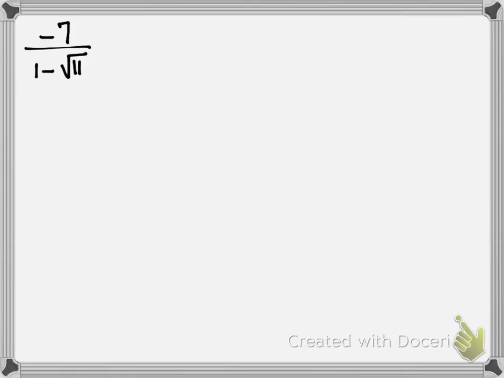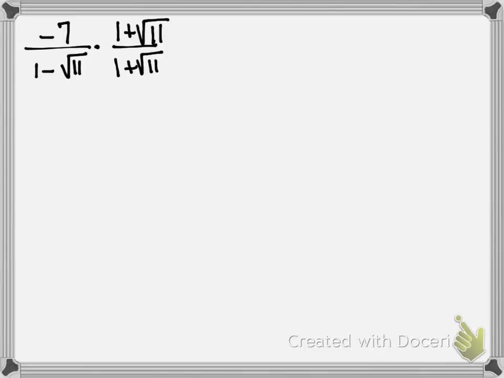So, what we do, we multiply by 1. Still, the whole idea is the fact that we're not changing it, but we're multiplying by 1. But that 1 is the conjugate of 1 minus square root of 11. The conjugate of 1 minus square root of 11 is 1 plus square root of 11. And so, we carry on in this manner.